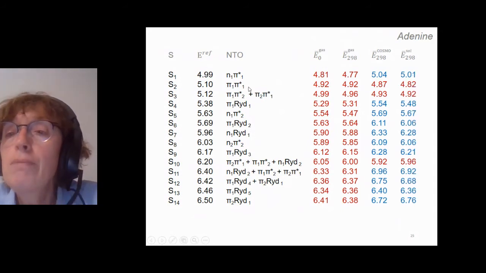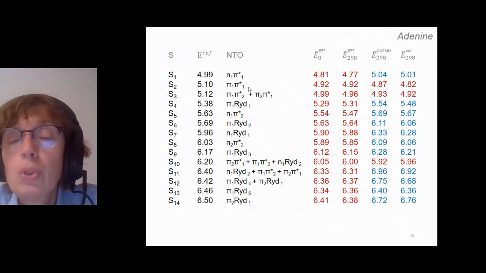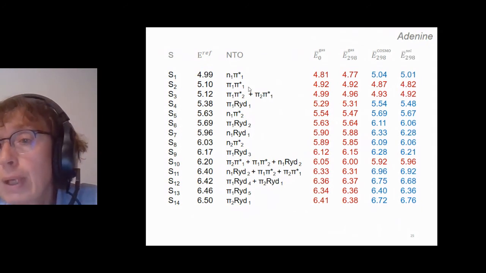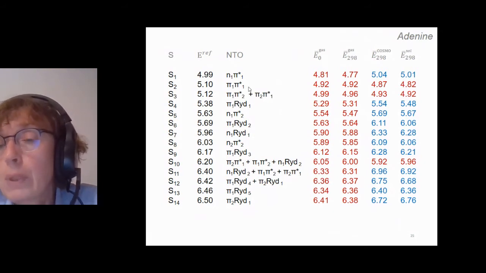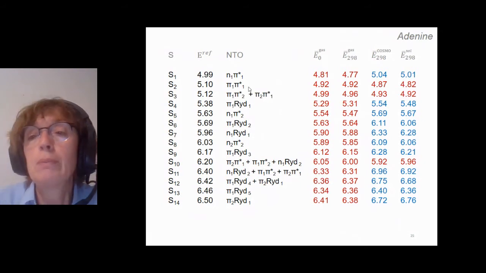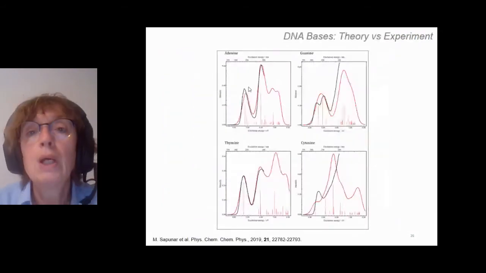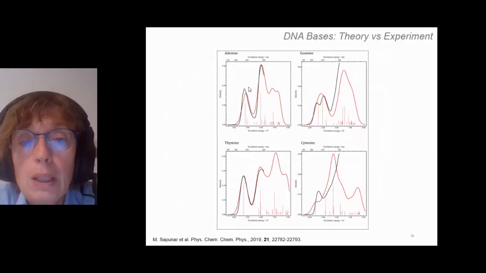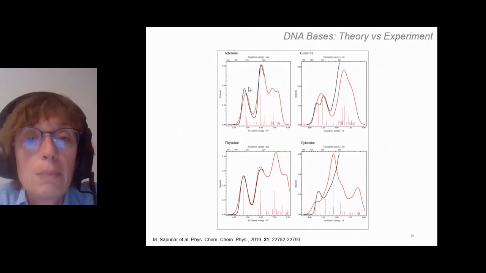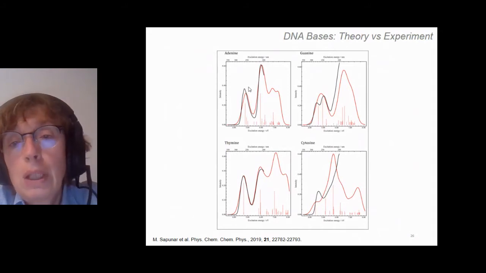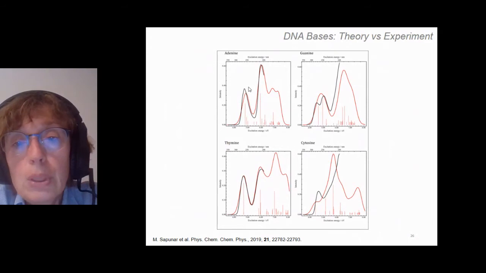And finally, we can also compute the effect of the rearrangement of the solute in solution, and this effect leaves the ordering of the states basically unchanged. Again, we have some of the transitions that are blue shifted and some of them that are red shifted. The final results are presented here. The black line is the experimental spectrum. The red one are the computed spectra.